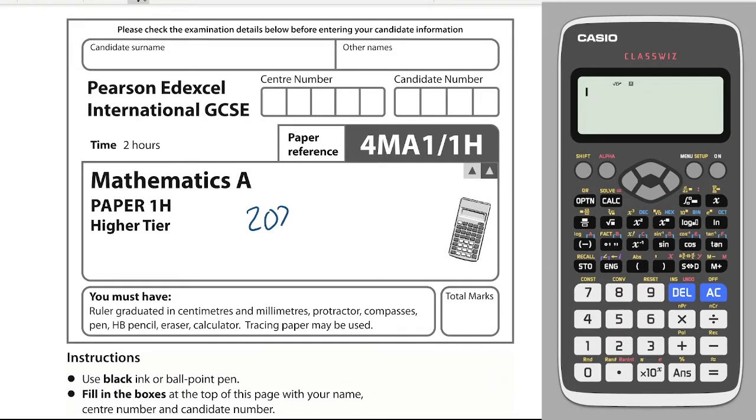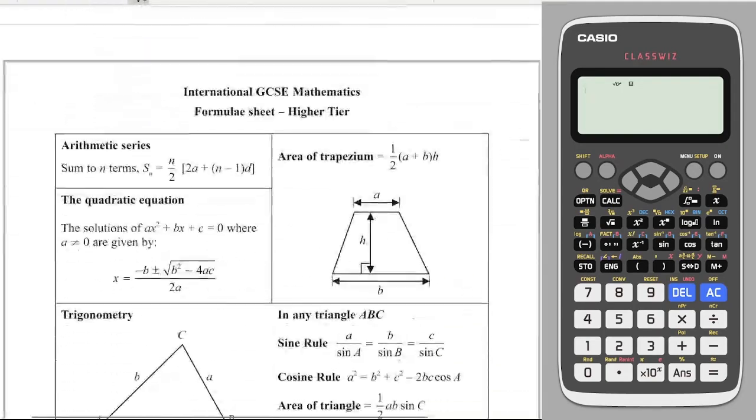IGCSE 2021. Let's try and get it done in an hour.